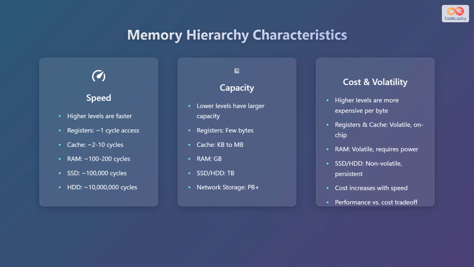Finally, let's discuss cost and volatility. Higher levels are more expensive per byte. Registers and cache are volatile and reside on chip. RAM is also volatile and requires power, while SSDs and HDDs are non-volatile, providing persistent storage. As speed increases, so does the cost, leading to a trade-off between performance and cost.